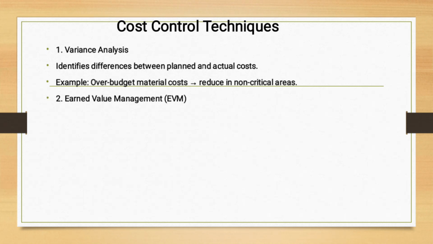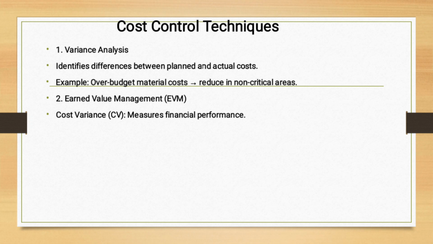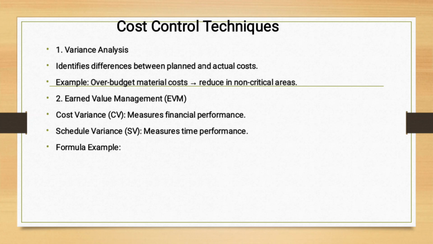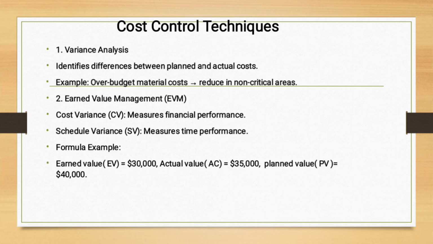Okay, let's talk about earned value management. On that one, we need to understand cost variance. That one measures financial performance. Then you have schedule variance. That one measures time performance. So let's look at the following formula example.